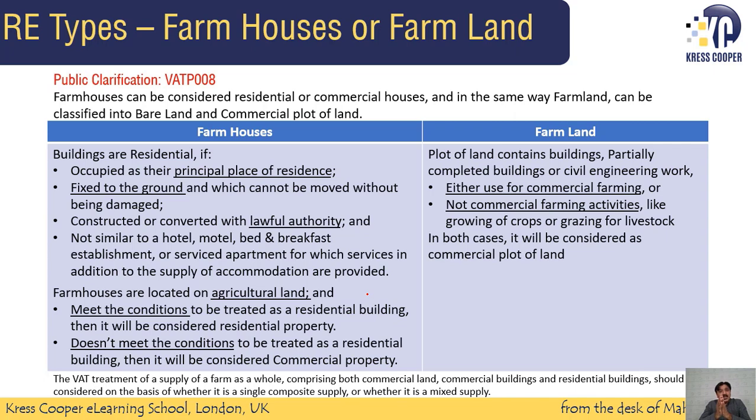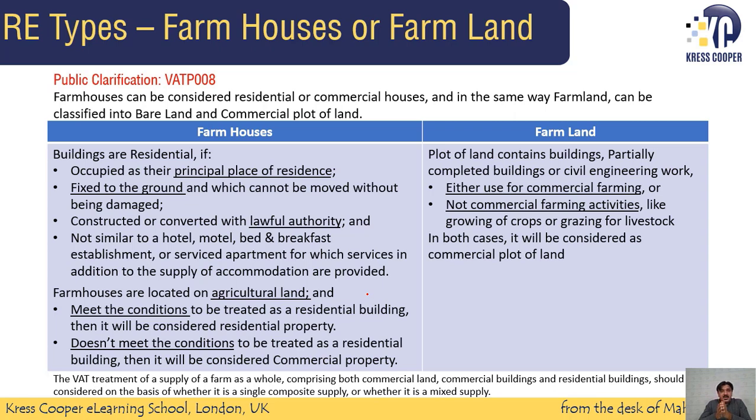For the farmhouses, we know the basic definition of residential property is that it is occupied by the resident as a principal place of residence. This is lawfully constructed, fixed to the ground, and this is not a supply of hotel, motel, or service apartment. So if anything else is being supplied, like suppose this is not a principal place of residence, then it will not be considered residential property. If this is not fixed to the ground, it will not be considered residential property. If it has not been constructed or converted with lawful authority, definitely it will not be residential property. On the other hand, if this is a hotel, motel, or service apartment, then it will not be considered a residential property. So it will be considered a commercial supply of real estate.